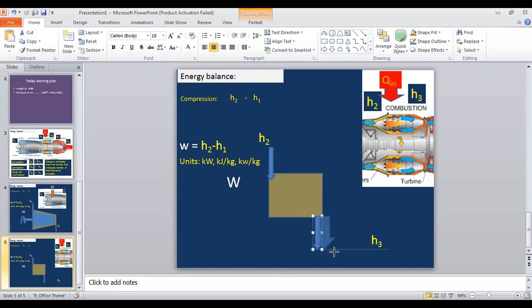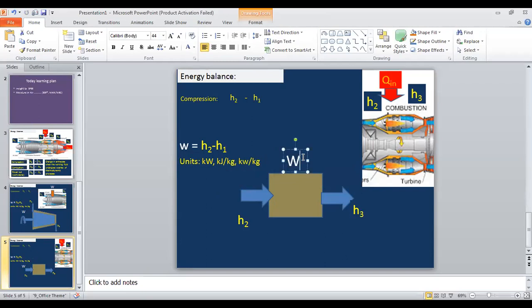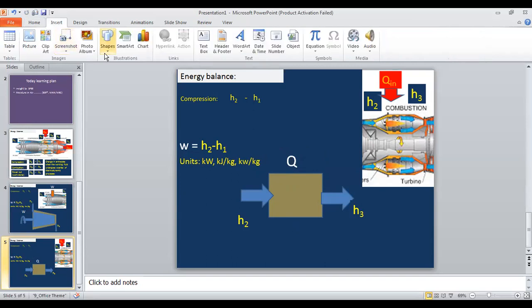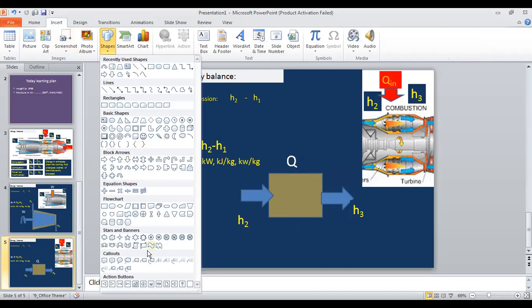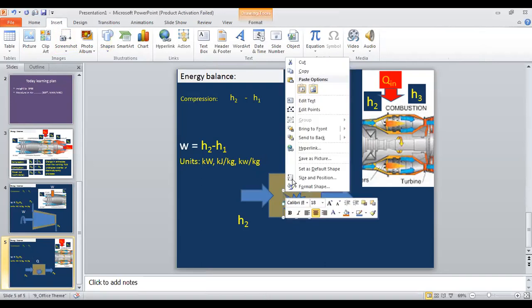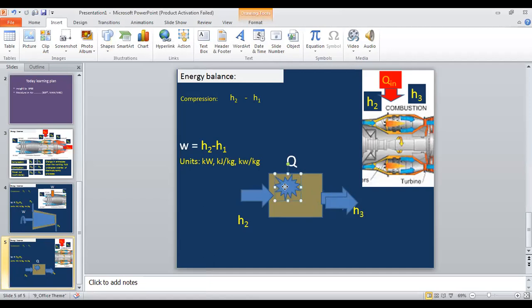So in and out. So I will change the flow in and out like this. H2 and H3. No more W. This becomes Q because of the combustion. Because fuel comes in and the air comes in, combustion, and the highly intensified energy addition is there. Addition.